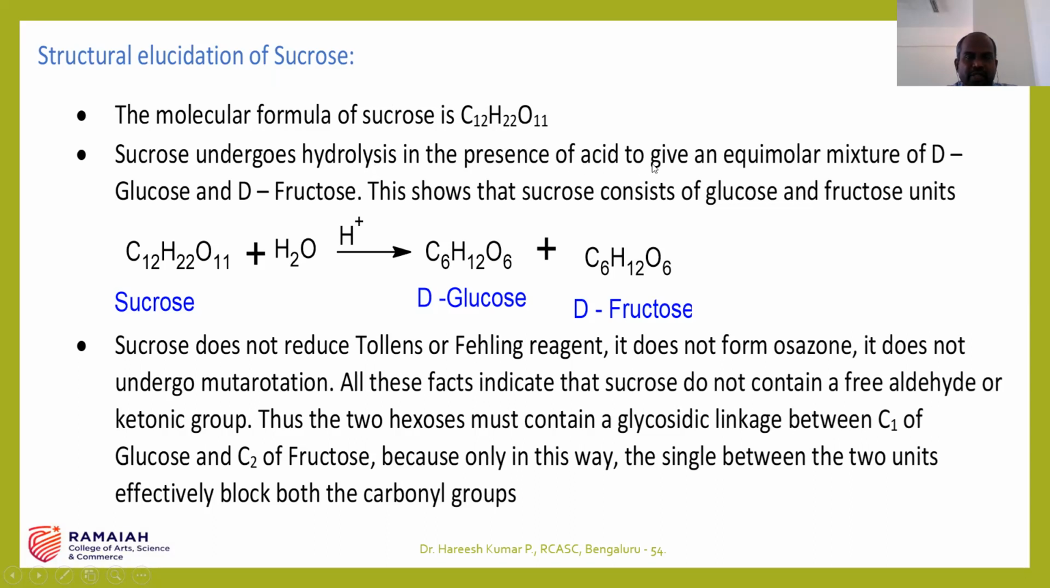After knowing the molecular formula of sucrose, sucrose was taken and subjected to hydrolysis in presence of acid. Sucrose on hydrolysis gives an equimolar mixture. Equimolar means the same concentration of products. So what are the products? One is D-glucose, another one is D-fructose. This shows that sucrose consists of glucose and fructose units.